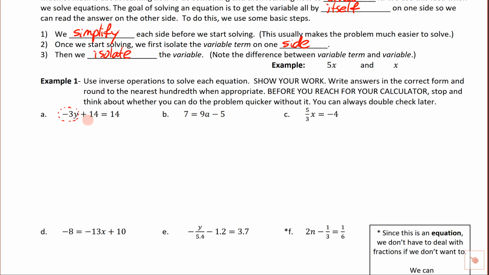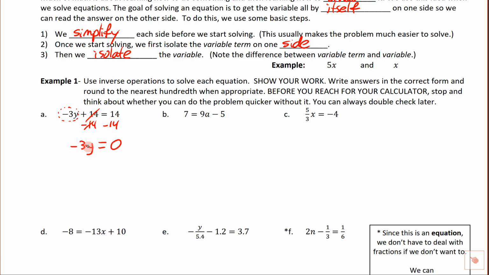So I need to get rid of the adding 14. So what I'm going to do is subtract 14 from both sides. You'll notice that those undo each other. On this side, the only thing left is the negative 3y, so we've isolated the variable term here. Now, there are some people that look at this and go, oh my gosh, I must have done something wrong because those cancel each other out. No problem here. 14 minus 14 is 0. 0 is a perfectly good number.